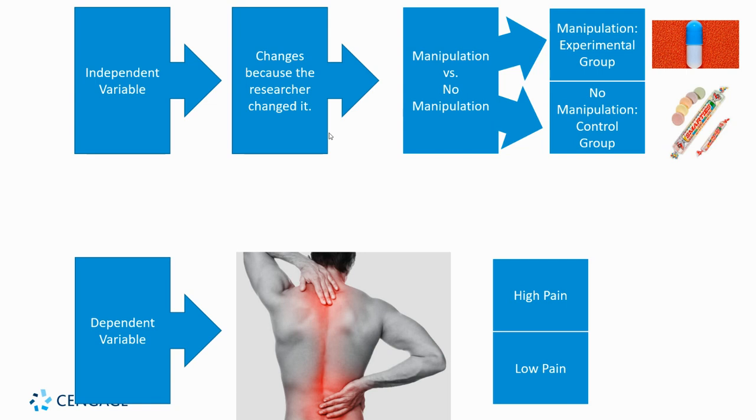Now, my dependent variable, that's the thing that I'm measuring. Okay. And so what am I measuring here? Pain. And so high pain, low pain, that's going to depend on whether or not you got the real pill or you got the sugar pill. But in any case, it is my dependent variable because that's the thing I'm measuring at the end. So again, my independent variable, that's the thing the researcher changes, and my dependent variable, that's the thing that I'm measuring at the end. Let me give you another example. Oh, I'm sorry. Again, the dependent variable is dependent on the manipulation, on the independent variable.